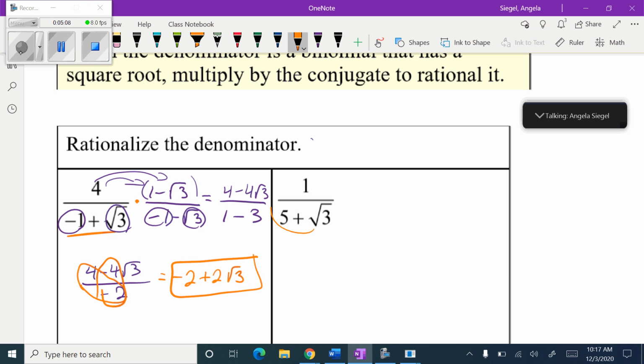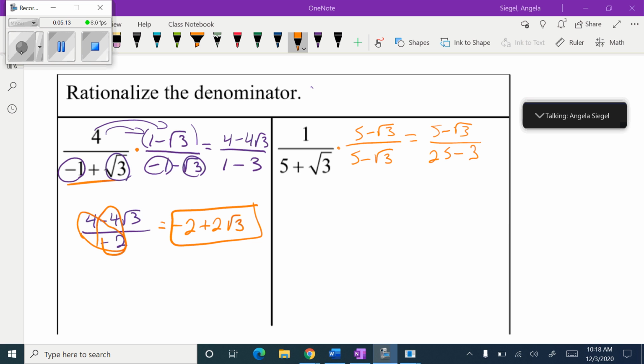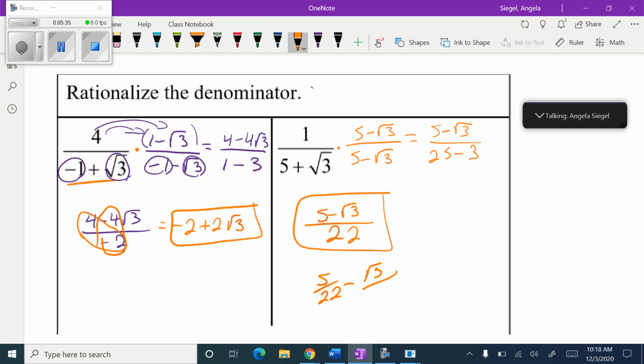Okay, so this one is the exact same way. See if you can do that, and then we'll go over it. Okay, so I multiply this by the conjugate, and I got 5 minus square root of 3 on top. And then on the bottom, I got 22. And so that is my final answer. And on these, you can simplify this even further if you want to. You don't have to, but sometimes you'll see it look like this. So either one of these is going to be okay.